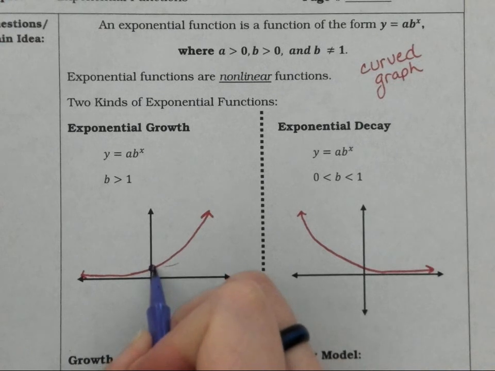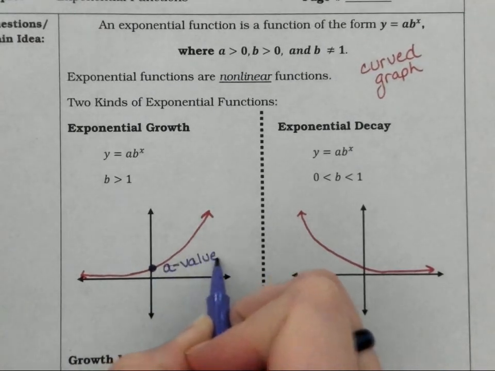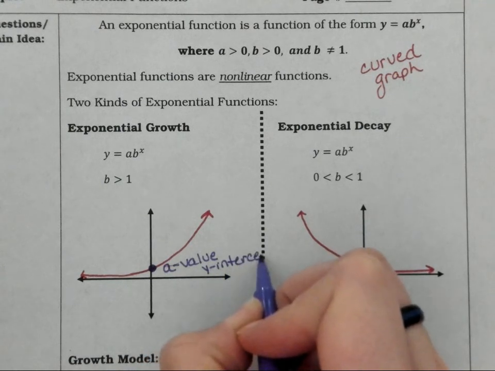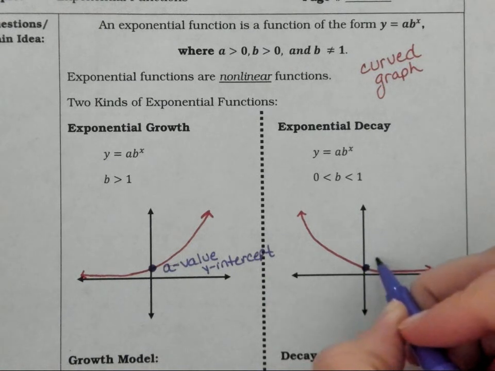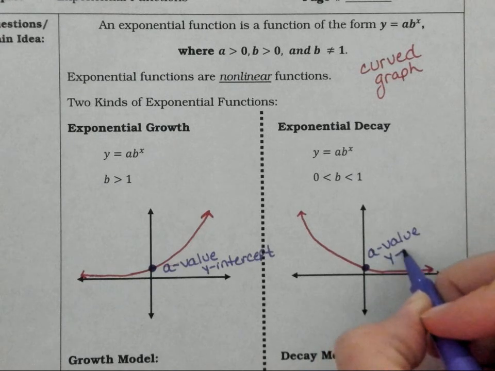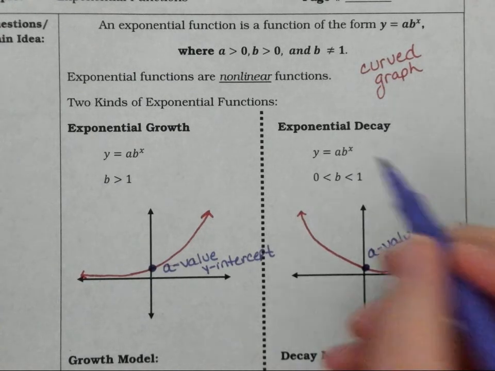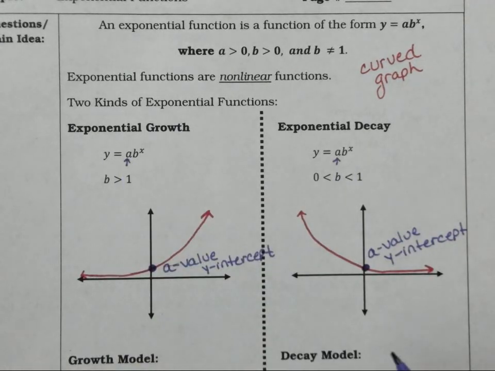Now in both of these, this y-intercept is actually the a value. Okay, that's your y-intercept on both. So no matter if it's going up or going down, that's your a value, which we know as our y-intercept, which is right here in your equation. It's the first thing you see after the equal sign.